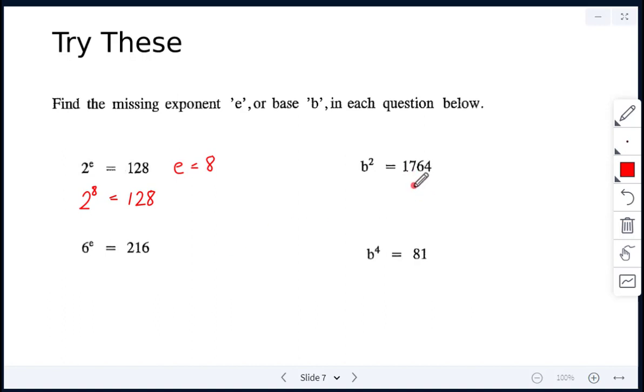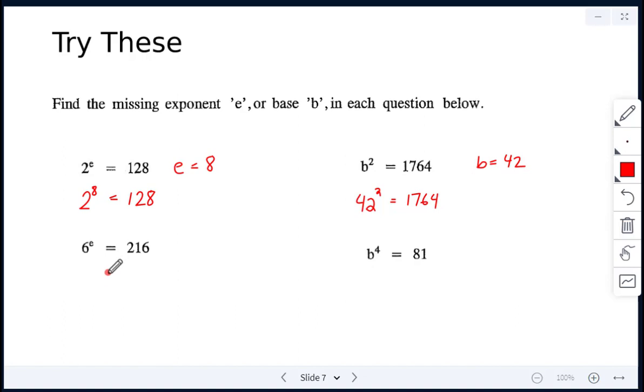All right, b squared. So we have to figure out what the base is. The base squared gives me 1,764. All right, and using guess and check, it's 42 squared, which gives me 1,764. So therefore, we can say that the b is equal to 42.